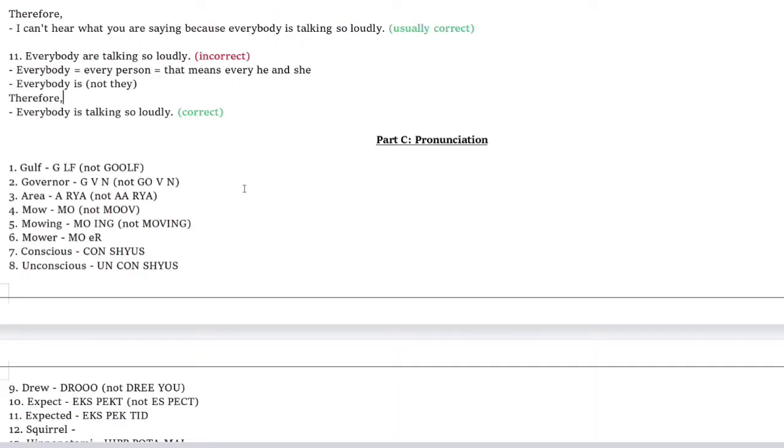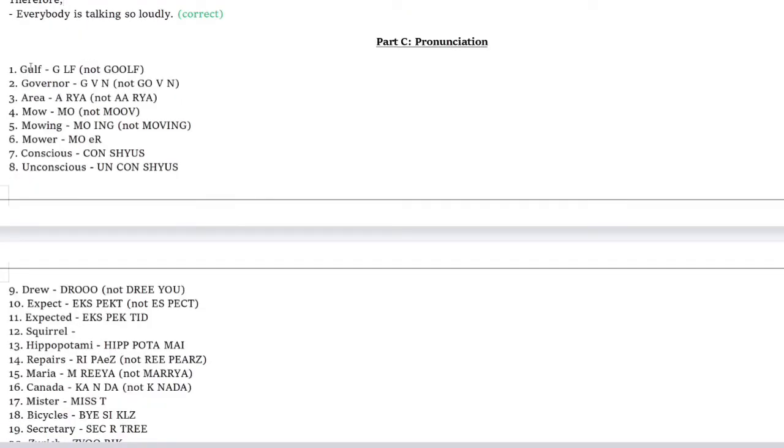Let's move on to part C, pronunciation. Number 1, gulf. 2, governor. 3, area. 4, mow. Not move, mow. 5, mowing. Not moving. Moving is something else. Mowing. 6, mower. 7, conscious.